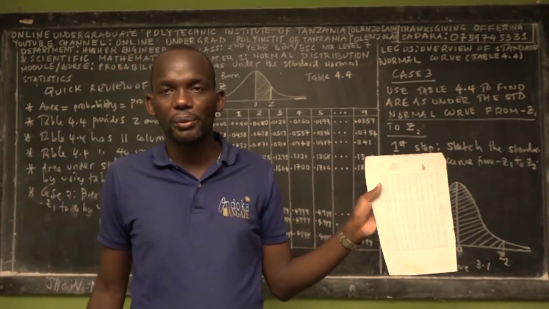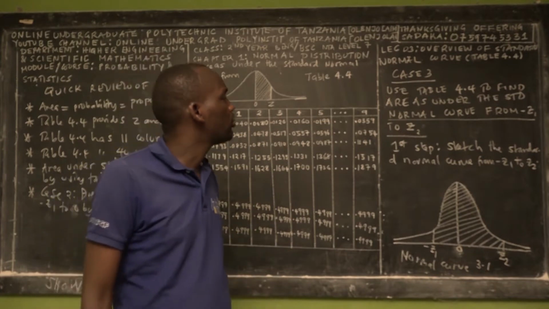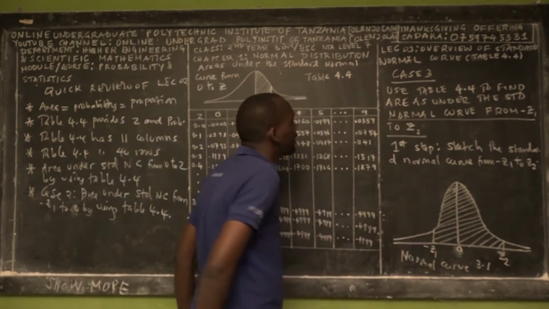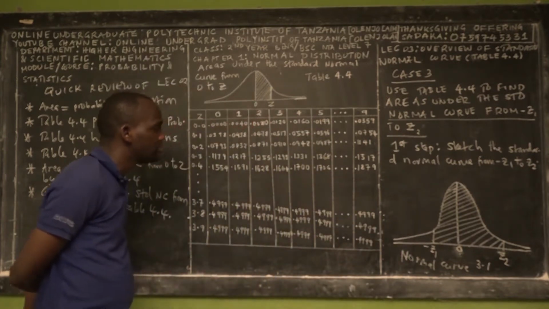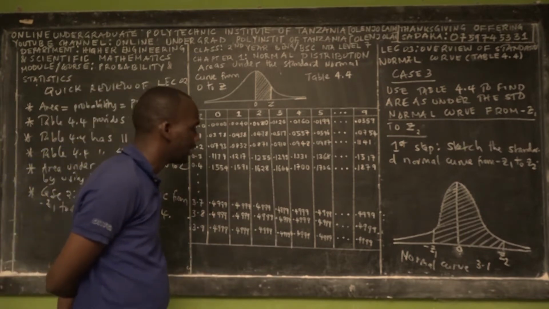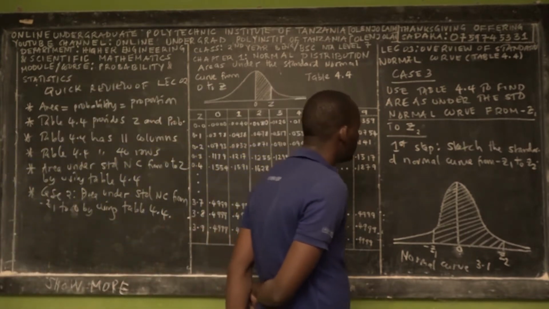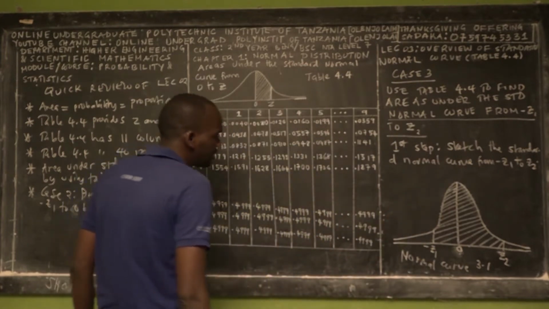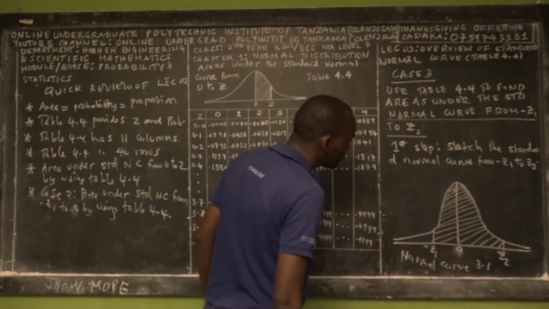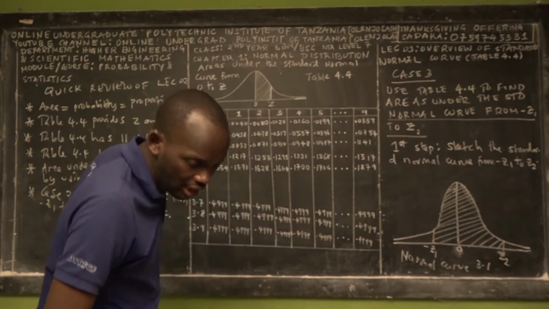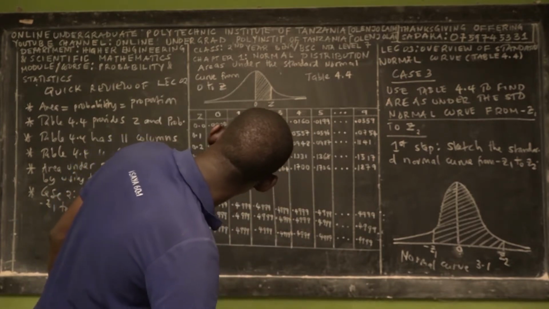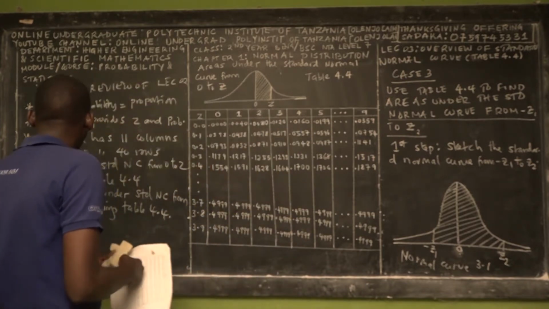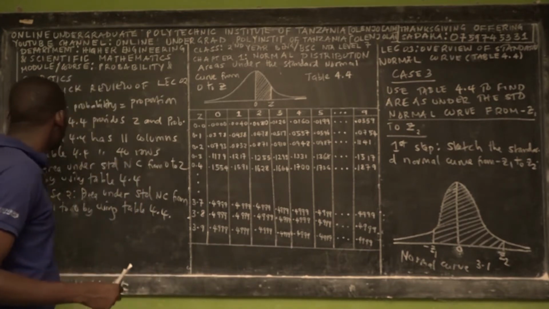So how can you use Table 4.4 to find areas under the standard normal curve from negative Z1 to Z2? That's the question that you have. So the first step, we say sketch the standard normal curve from negative Z1 to Z2. Suppose that this is the figure. That's the normal curve. So how can you find the area under the normal curve within that boundary?